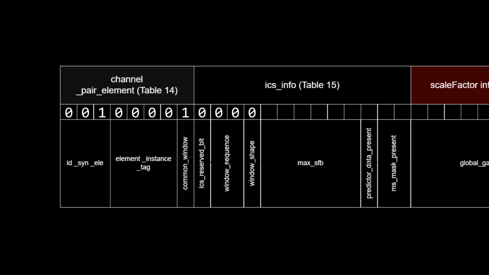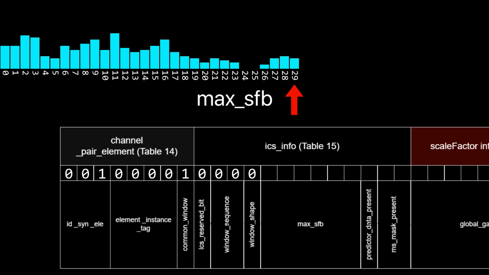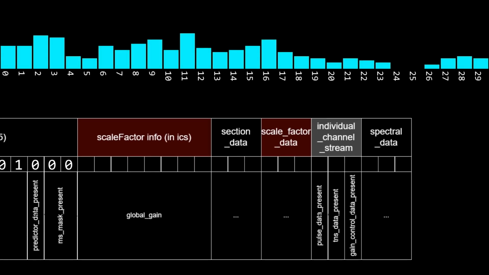Next, we'll find the index of the last band that has a non-zero scale factor value. This will be our maximum scale factor band, and we don't have to encode any bands after it. Write this number using 6 bits. Finally, write a 0 to indicate we aren't using prediction, and a 00 to indicate we aren't using the mid-side mask. Now, we will encode our scale factors of each band.